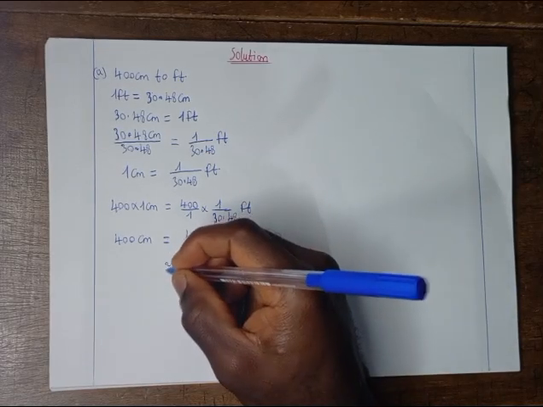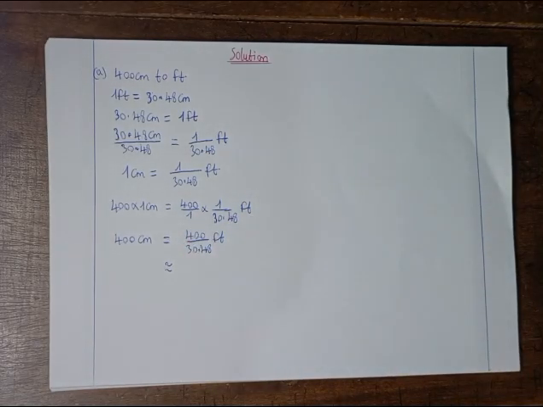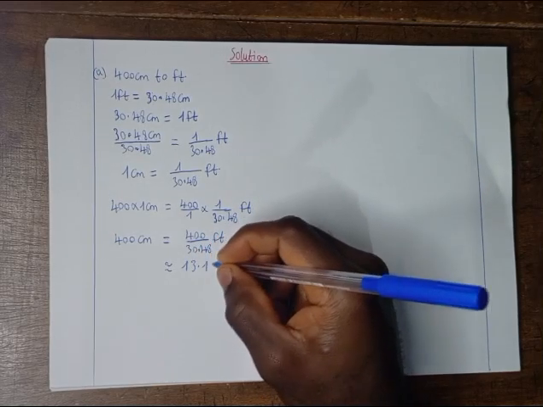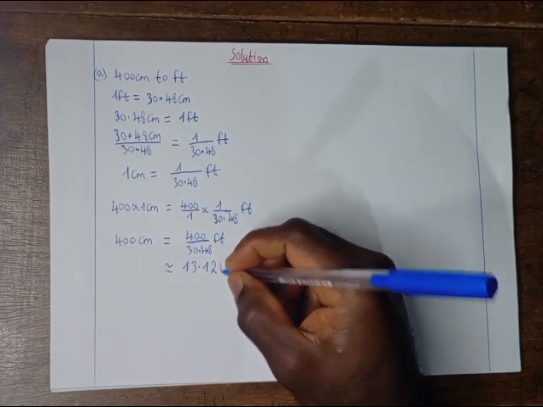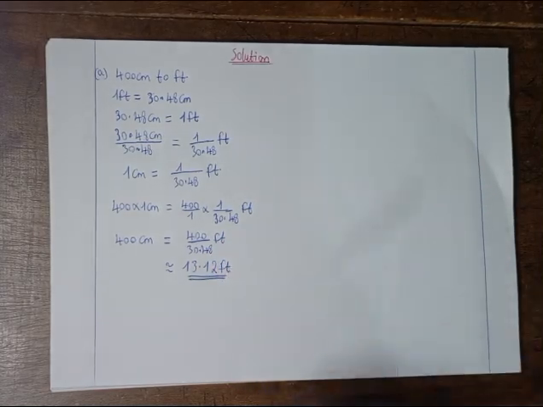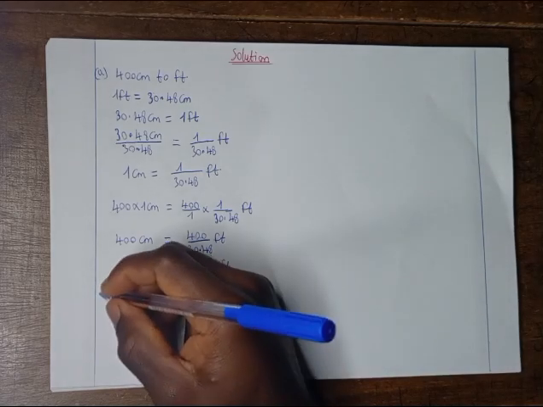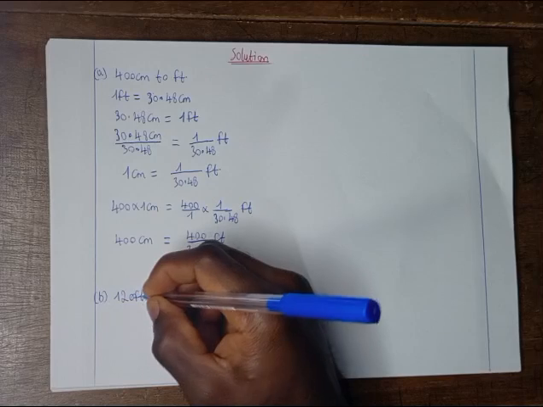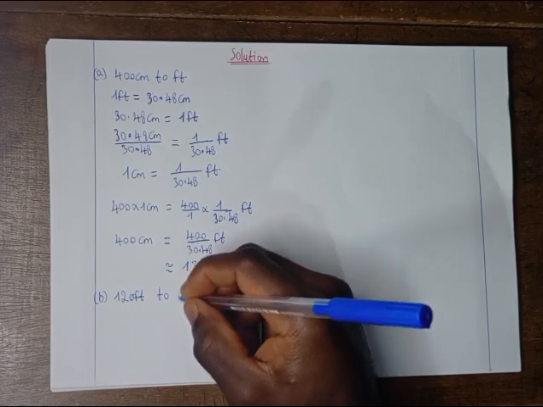So this will be approximately, let's divide 400 by 30.48. Then we give the result to 2 decimal places. So this will give us 13.12. This is approximately 13.12 foot. So this is the result. I'll underline it. Next, now we go to B. For B, we are to convert 120 foot to meters.